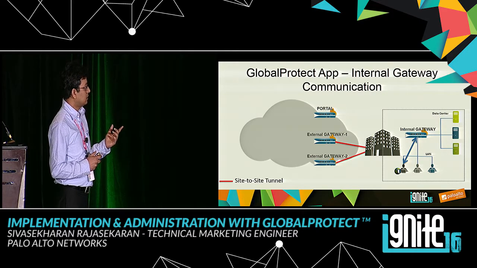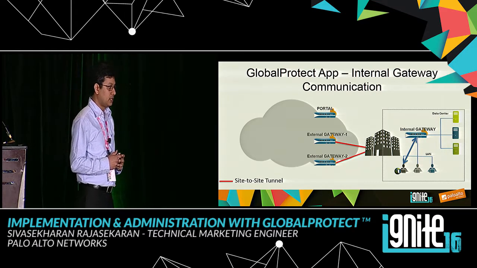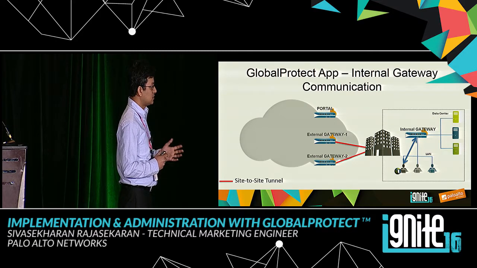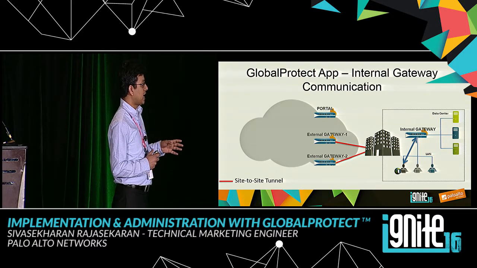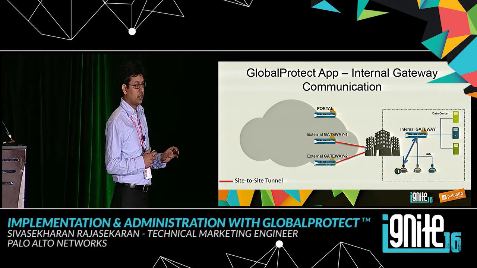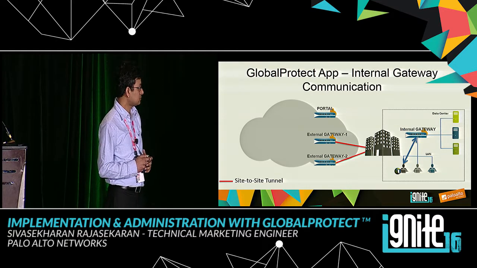Now let's look at the scenario where the user has moved inside an internal network. So the user is in an internal network, and let's focus our attention on what happens between a GlobalProtect agent on an endpoint which is in an internal network and the internal gateway.